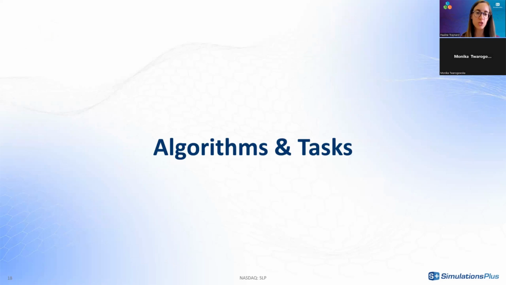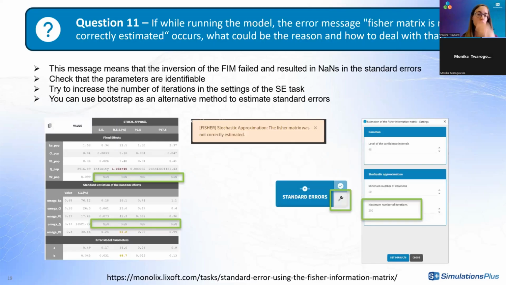Now let's look at your questions on algorithms and tasks in Monolix. The first one is, if while running the model, the error message "Fisher matrix is not correctly estimated" occurs, so that corresponds to a warning that you can get that looks like this, what could be the reason and how to deal with that? So this message means that the inversion of the Fisher information matrix that we use to calculate the standard errors has failed, and it has resulted in nans in the standard errors.